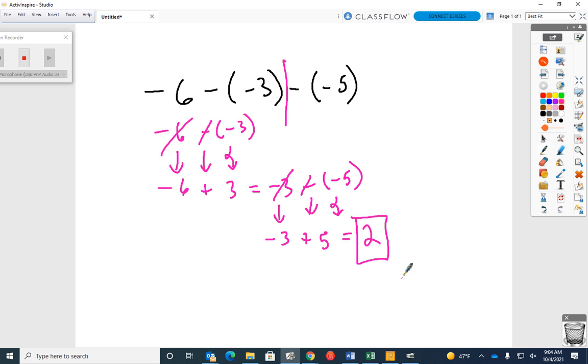Seems kind of crazy that a negative 6 minus a negative 3 minus a negative 5 would be a positive 2, but it is. Okay? Does all that make sense? Yeah. Not that difficult, is it?